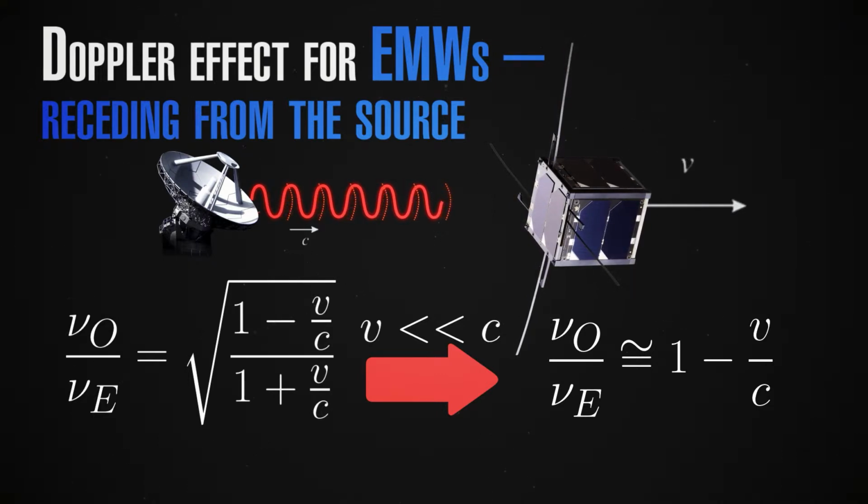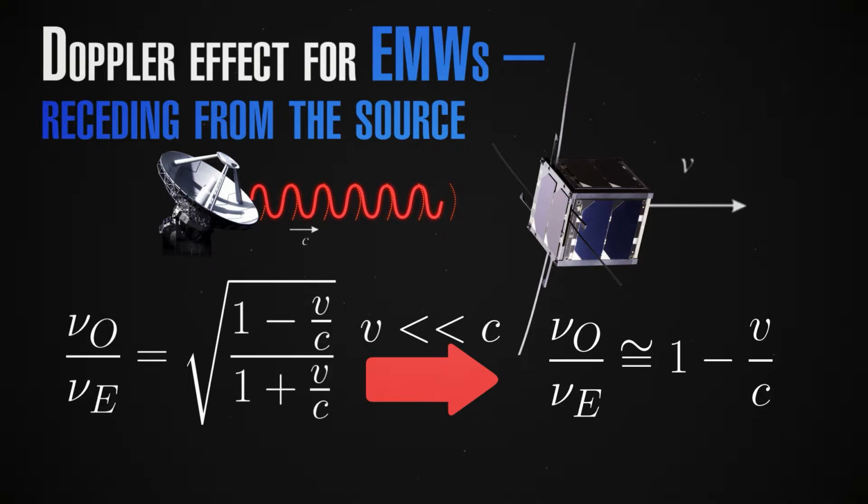Now, these two formulas can easily be expanded, and since we're dealing with orbital velocities which are much less than the speed of light, we can only keep the first term approximation, and this is the formula you see on the right. And so, to a first approximation, the ratio of the frequencies is simply 1 minus the ratio of the velocity with respect to the speed of light.